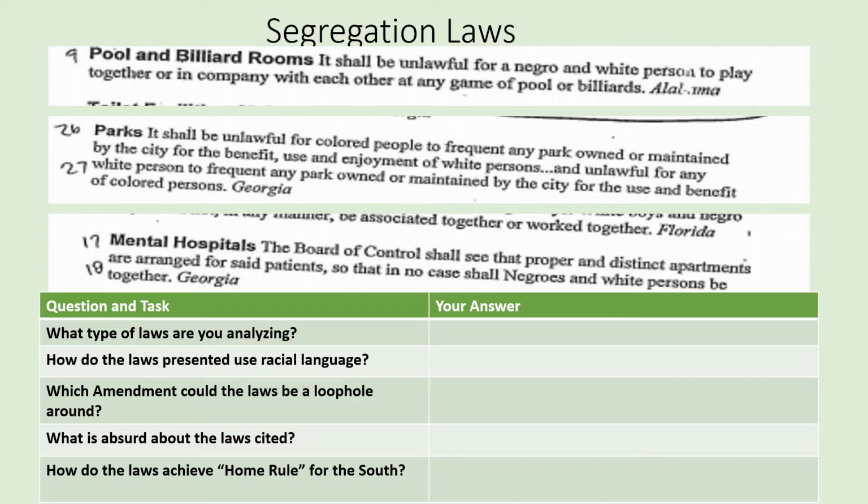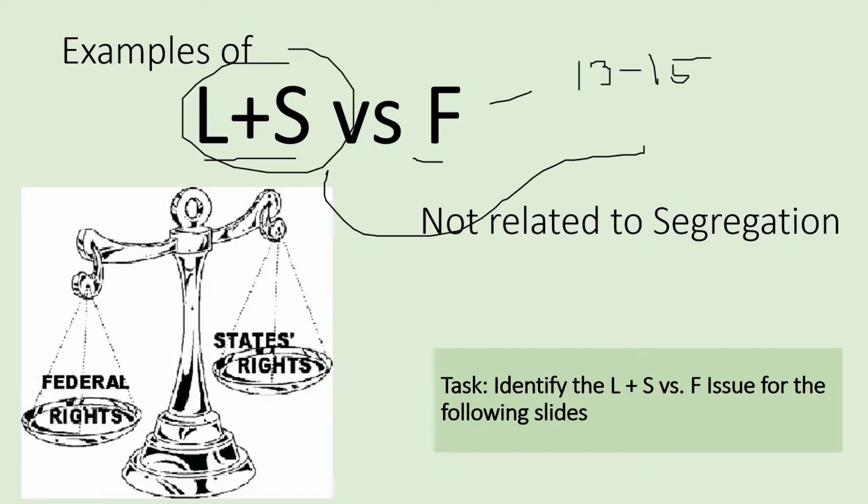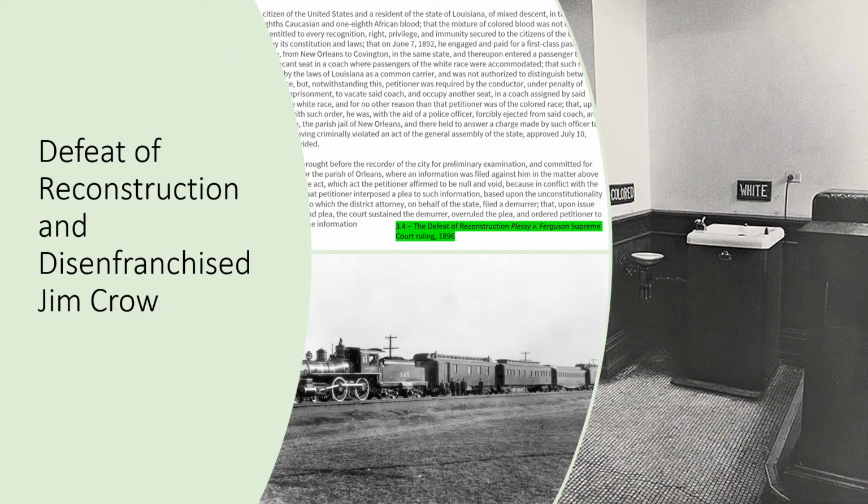which then leads to a series of segregation laws, and the segregation laws that are going to be passed are going to act as a potential way around, or a loophole around, that 14th Amendment. And throughout this unit, we're definitely going to be looking at the tension between the local state fighting against the federal government. And at this point, we're looking again at those 13th through 15th Amendments that the local and state governments are going to want to try to figure out a way around.